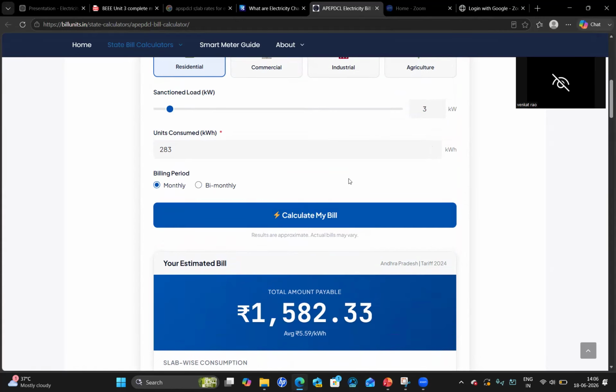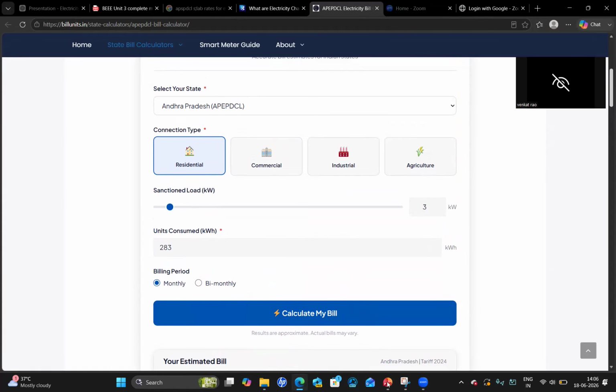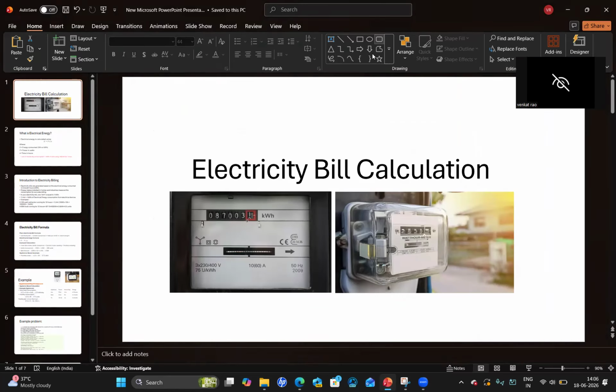So that's it, guys. So this is how we need to calculate electricity bill, and these are the basics. So thank you very much.